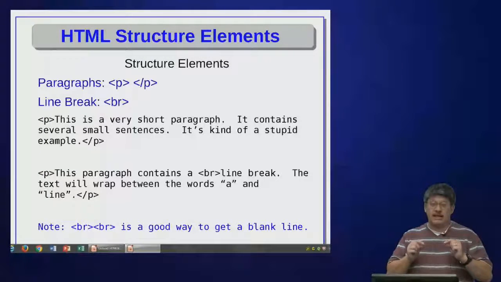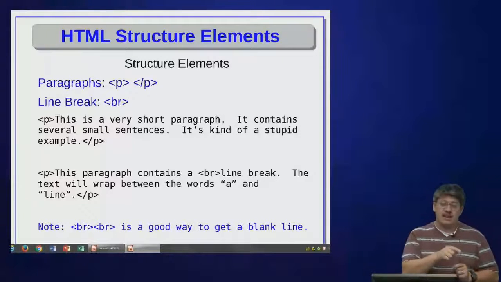If you want to get a blank line between two paragraphs, a good way to do that is to put two BR tags next to each other. The first BR tag will go to the next line, and then the second BR tag will skip one more line down.